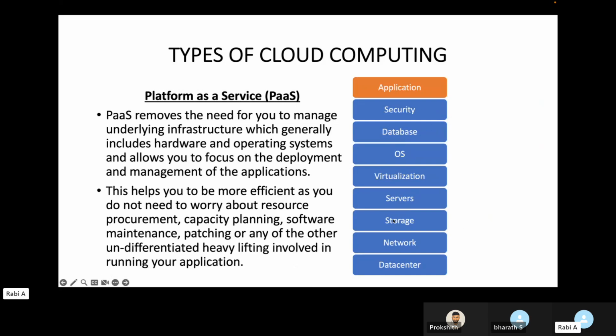This helps you to be more efficient, as you do not have to worry about resource procurement, capacity planning, software maintenance, patching, or any of the other undifferentiated heavy lifting involved in running your application. For example, take YouTube. Now I'm running a channel on YouTube and I'm uploading videos to my channel. I'm an end user, so I'm only worried about the content that I'm creating. I am not worried about where YouTube is running, the infrastructure for YouTube, the maintenance of YouTube, or the security. Me being the end user, I'm only going to worry about developing my content and uploading it to YouTube.